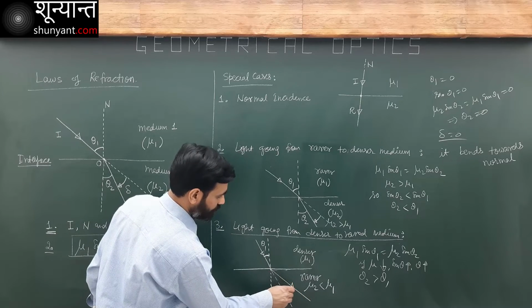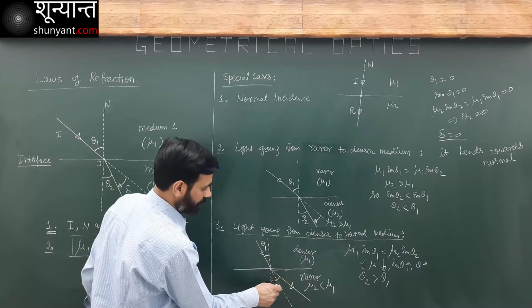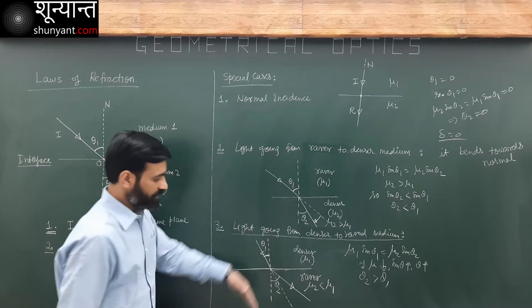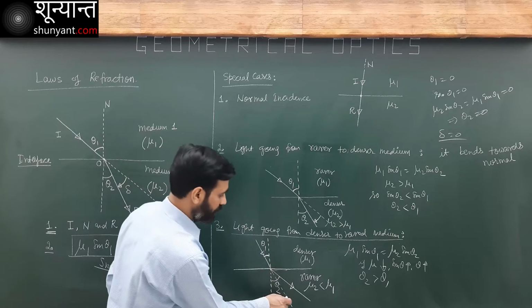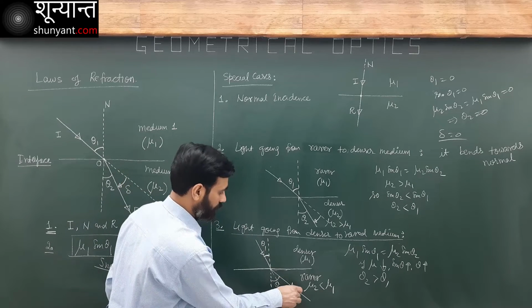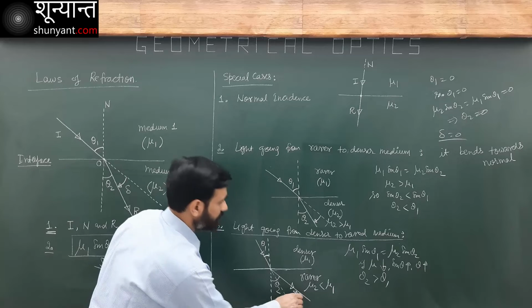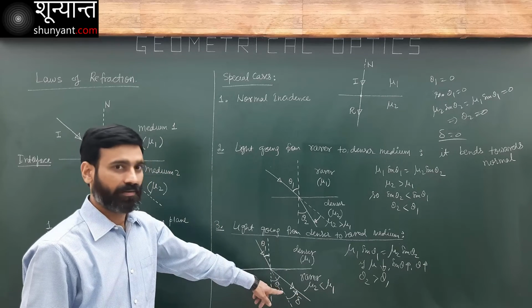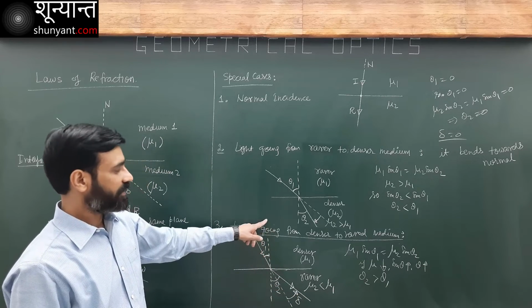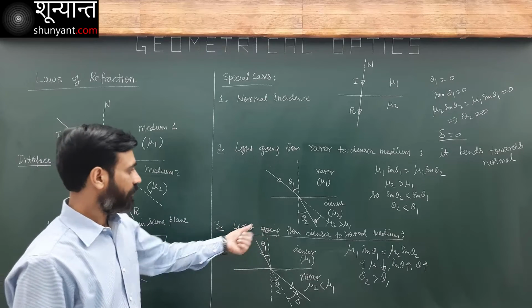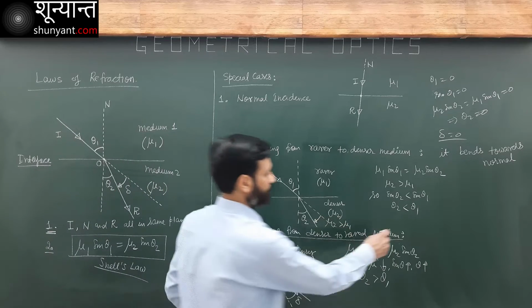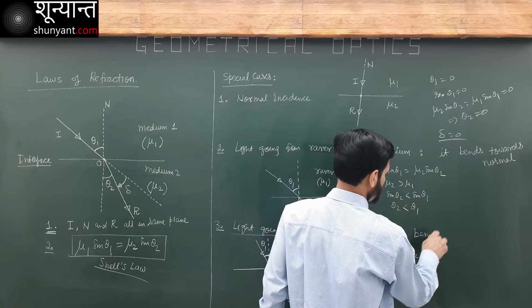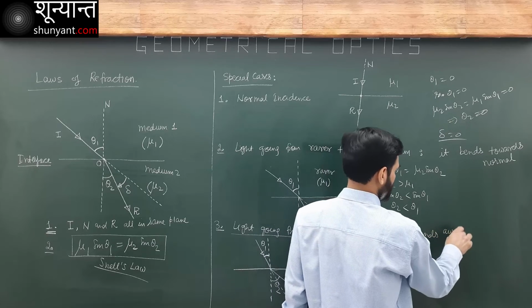This is how the light will be refracted. This whole angle is theta 2. This was the original path. Now the light bends away from normal. This is deviation. So in this special case, light going from denser to rarer medium bends away from normal.